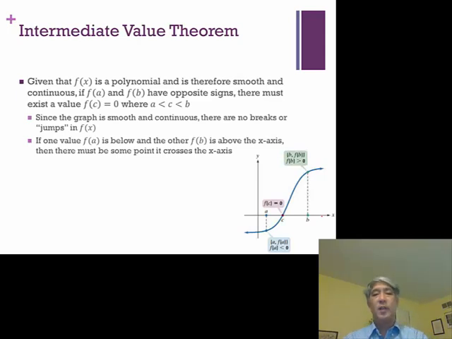Okay, that moves us to the intermediate value theorem. This also gets into finding zeros. The intermediate value theorem basically says if on one side f of a is negative, below the x-axis, and f of b is above the x-axis, positive, then there has to be a zero somewhere between a and b. Which makes sense because my graph is smooth and continuous. There are no breaks. I can't go from a negative number to a positive number without touching zero. That's all the intermediate value theorem is saying.